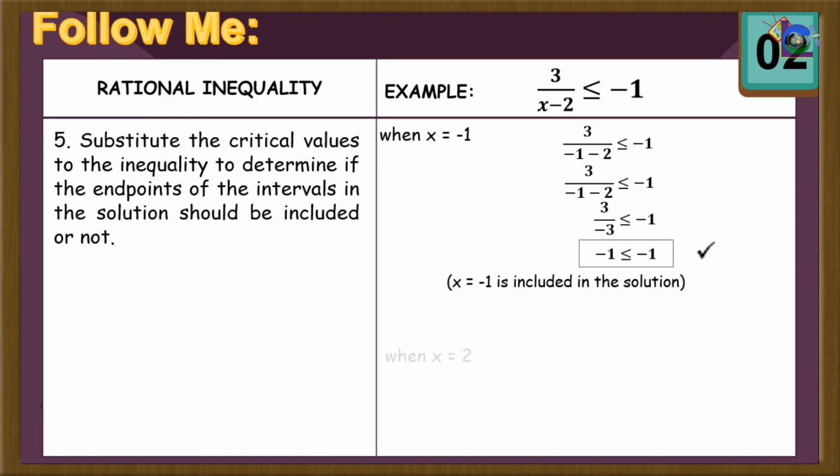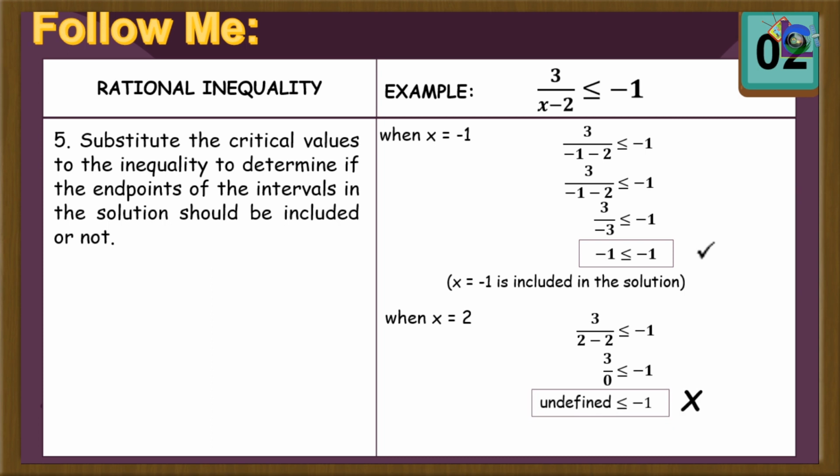When x is equal to 2, and by substituting 2 to the original equation, we would get 3 over 0 is less than or equal to negative 1. And we all know that all numbers divided by 0 is undefined. Since our answer is undefined, therefore, x equals 2 is not included in the solution.